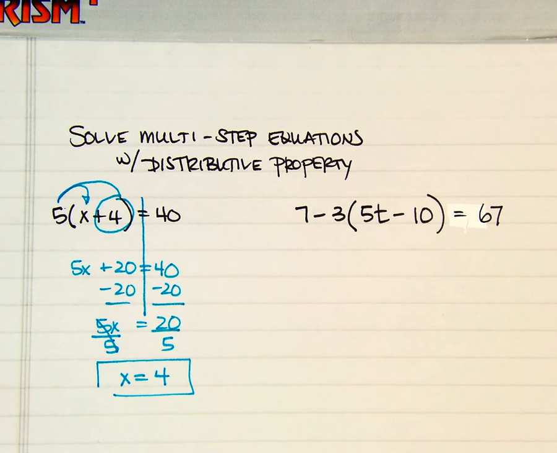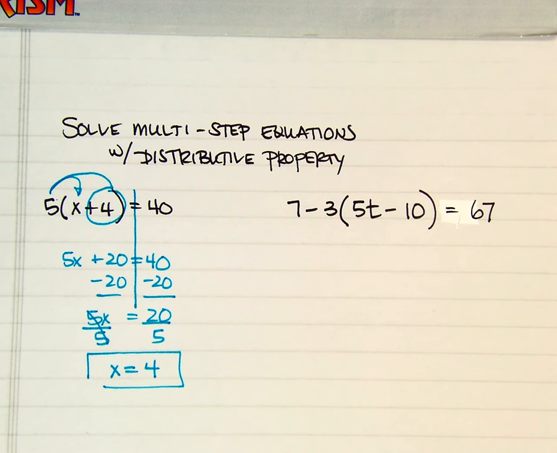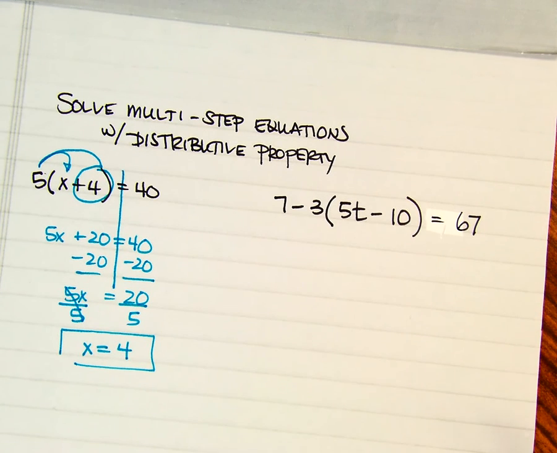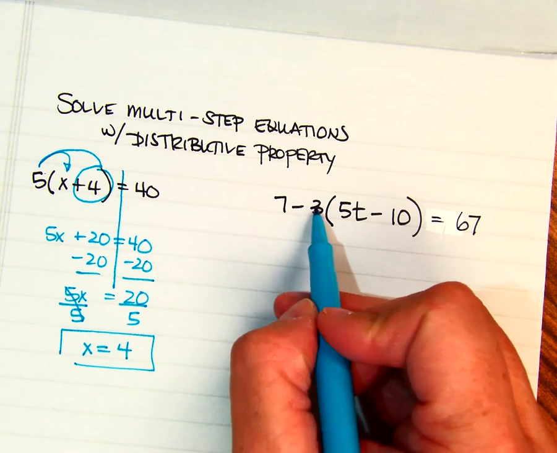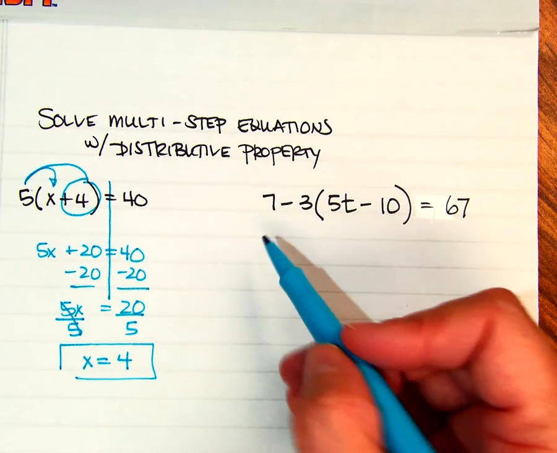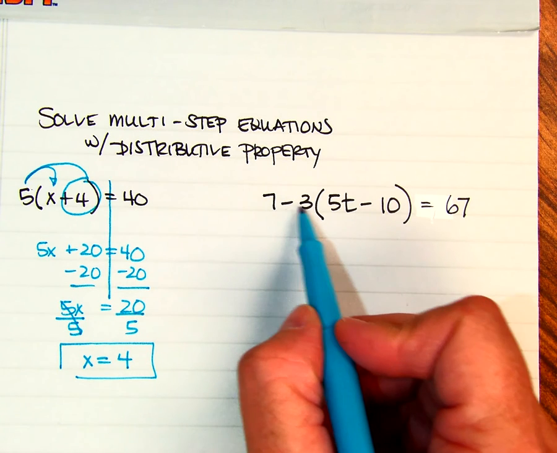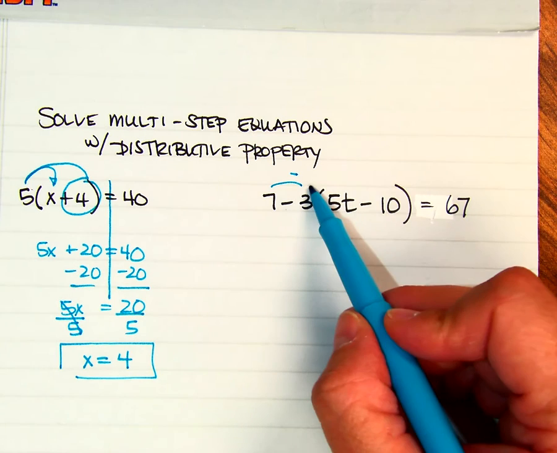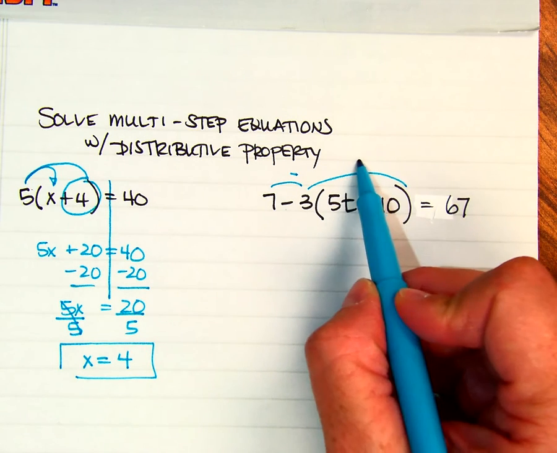Okay, so you have 7 minus 3 times the quantity of 5t minus 10 equals 67. Again, I'm partial to working on one side of the equation. Right here is where the most common error is. A lot of people will try to do 7 minus 3 first. But remember, this is subtracting, and that is multiplying.